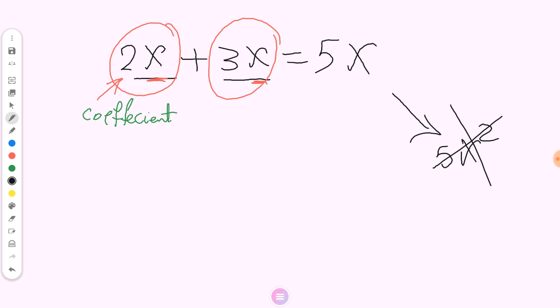We don't multiply x like terms, just put one of them and add the coefficient. In the case of adding and subtracting like terms, just add and subtract the coefficient, okay? And put the variable x as it is, okay?